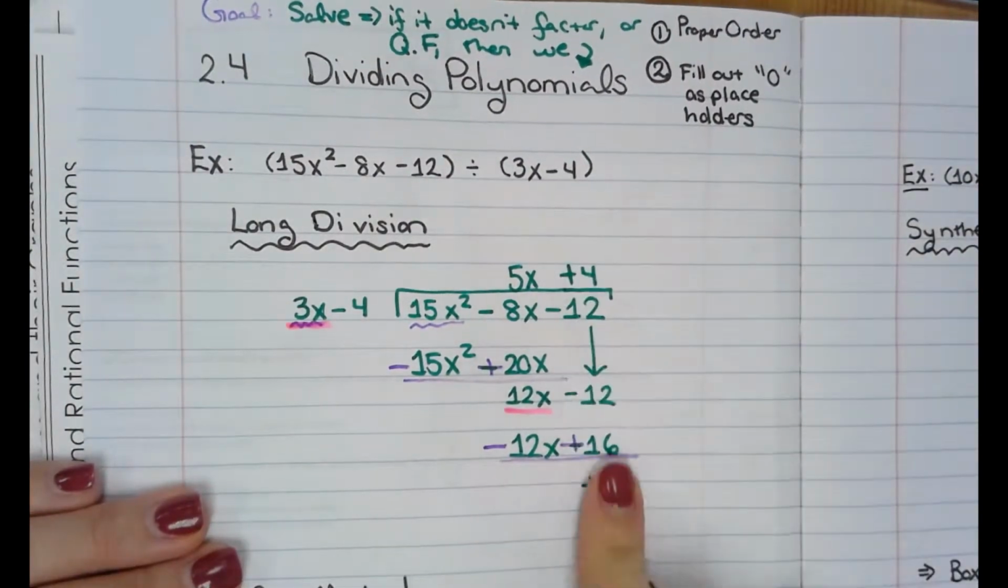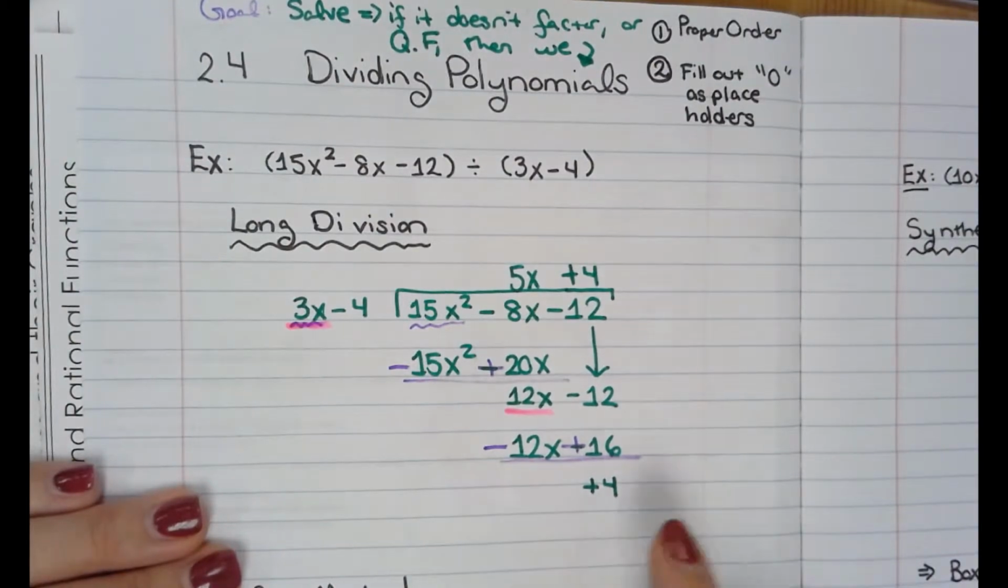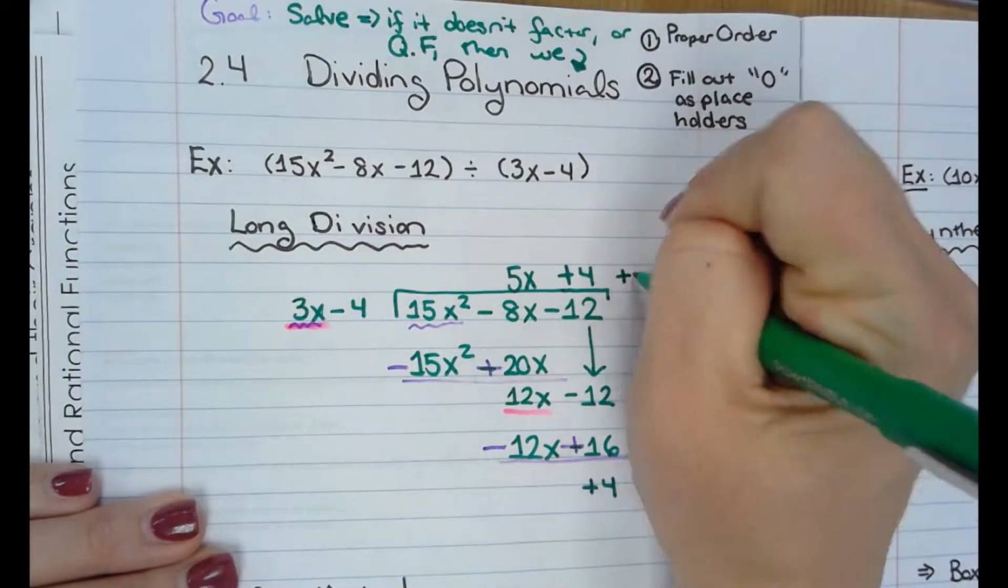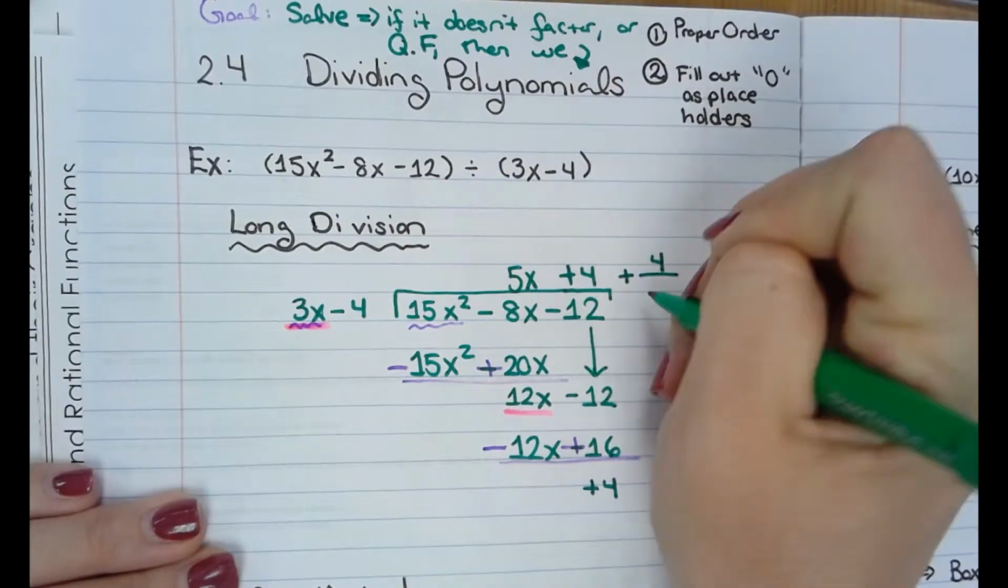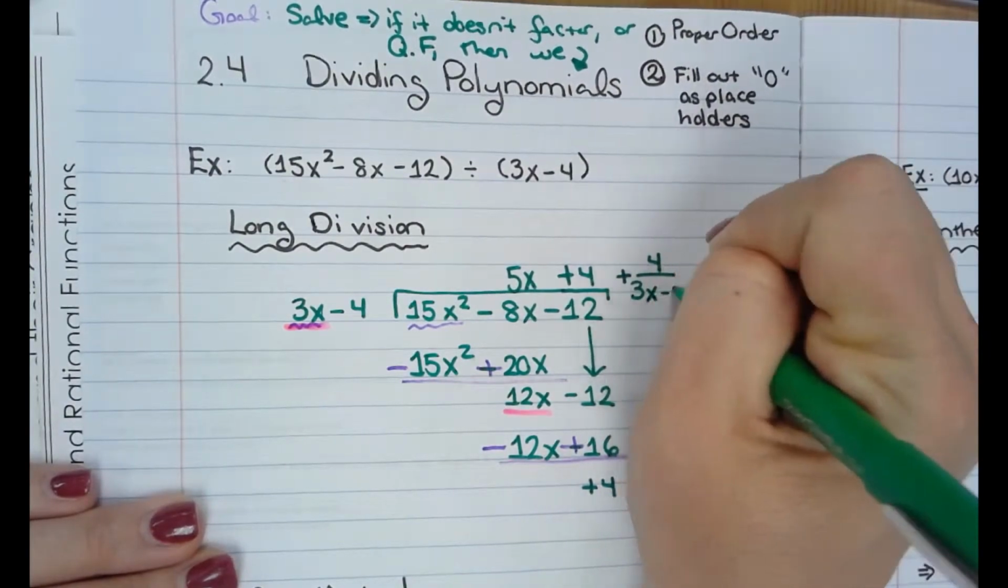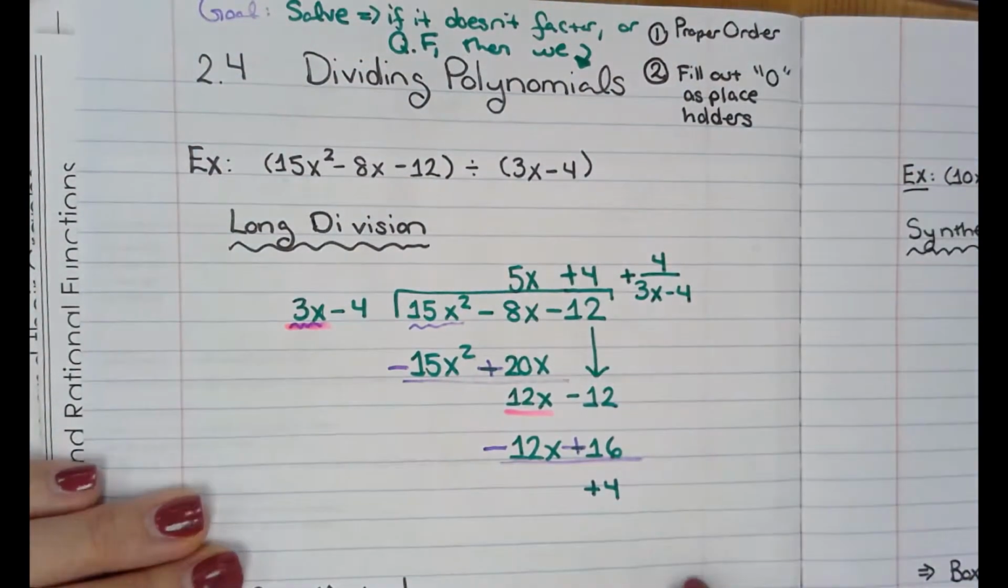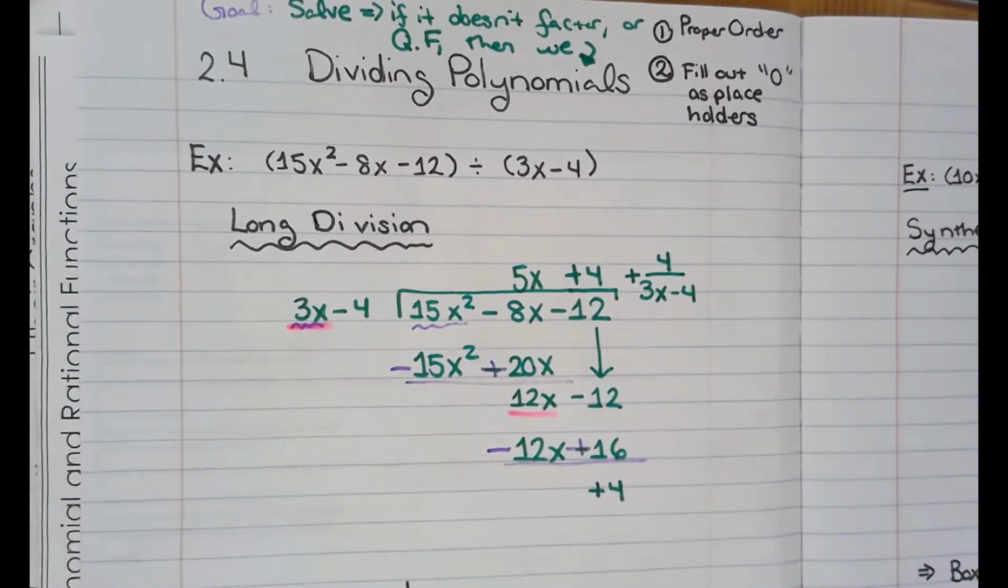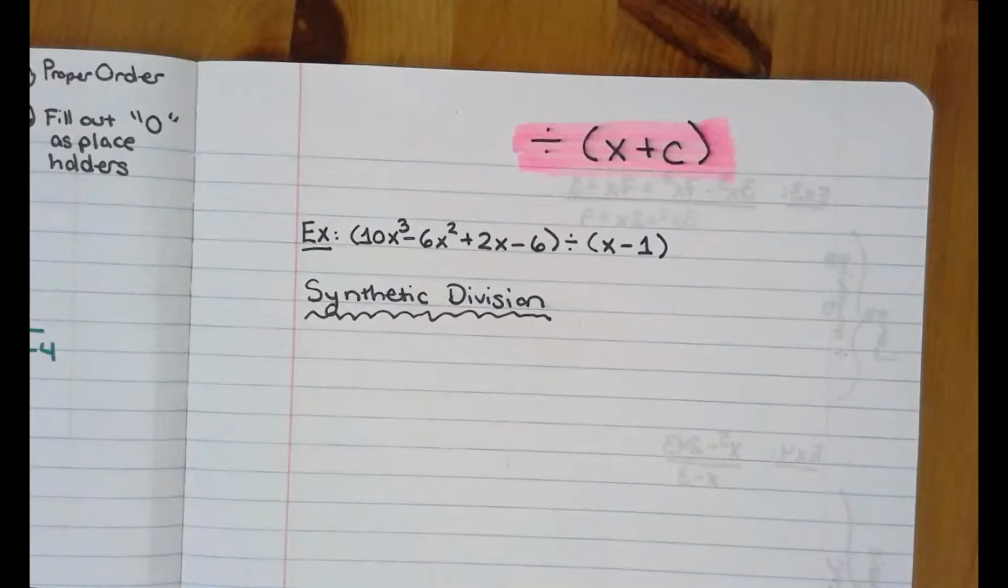Do you see how we're at the end? Okay. This is our remainder. So I'm going to write positive 4, and we are still dividing by 3x minus 4. All right. At this time, I'm going to pause it, and here's some questions. I'll call it a linear factor. That's actually a proper word for it. Let me write that down.